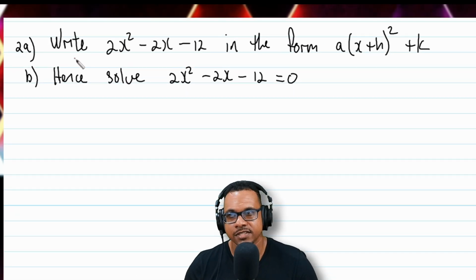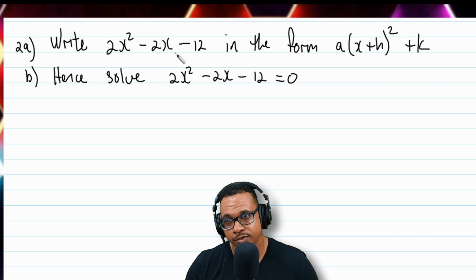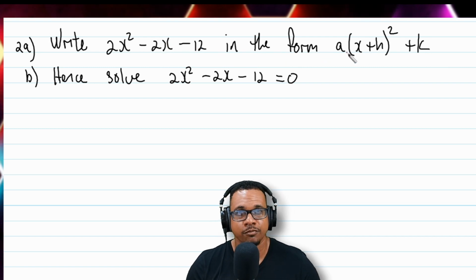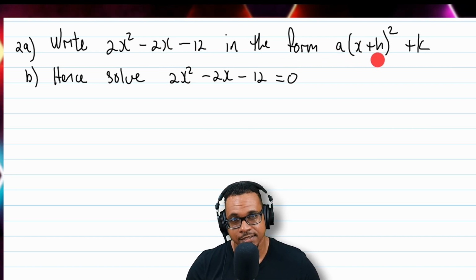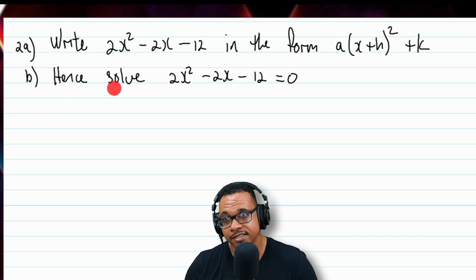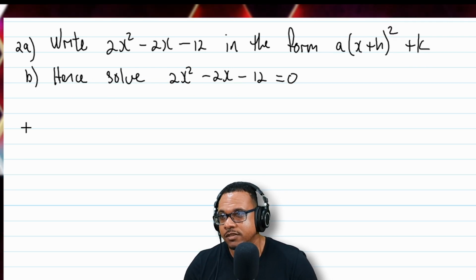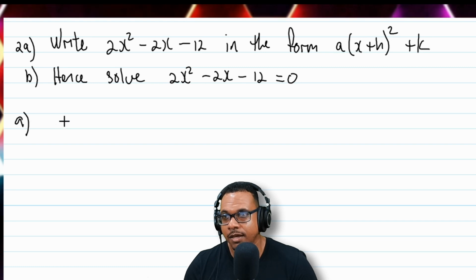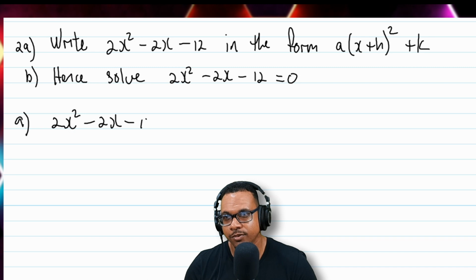Now for my second question, I'm going to write this 2x squared, take away 2x, take away 12 in the form a(x + h) squared plus k. And for part b, we're going to hence solve the quadratic. So starting with part a, I'm going to write my 2x squared, take away 2x, take away 12.